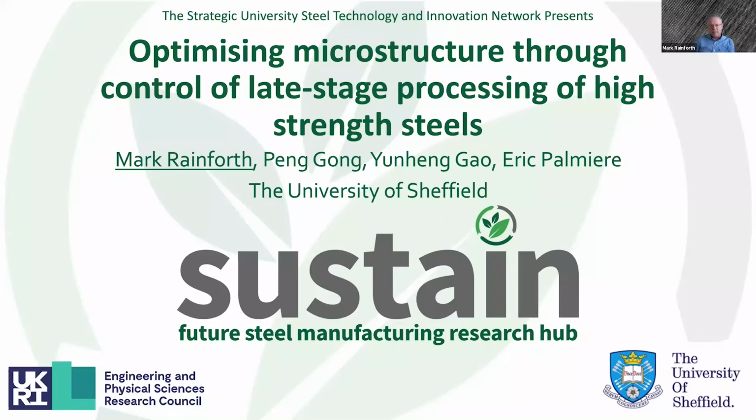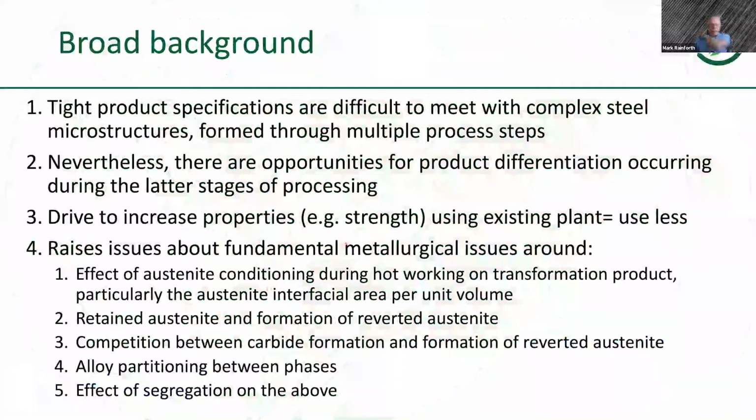But the session is about new processes. I'm going to be talking more about how we can use an existing process route, but optimizing that process route. So as a broad background, the type of product specifications are difficult to meet in complex steel microstructures that go through multiple process steps that I'll talk about in a minute. But there are obvious opportunities for product differentiation in the later stage of processing.